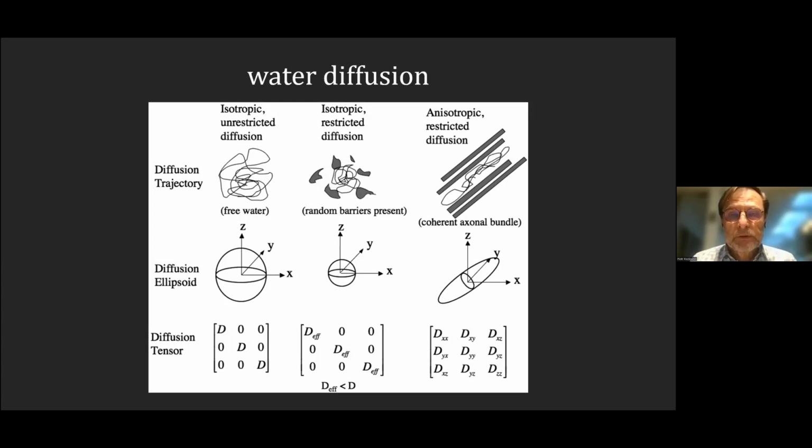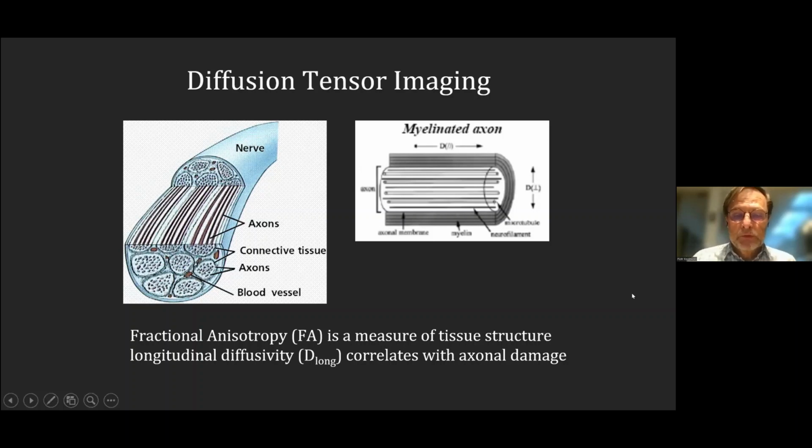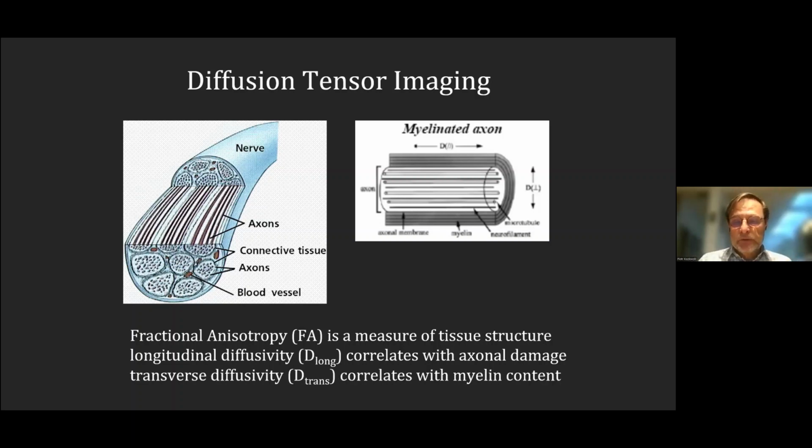And finally, the water diffusion. Again, I don't have to spend too much time. We all know that white matter in spinal cord is a very structured type of tissue, and therefore there will be different types of diffusion that we can detect using diffusion tensor imaging techniques. So typically, the parameters measured with the DTI are fractional anisotropy, which gives us some information about the structure, the longitudinal diffusivity, which typically correlates well with axonal damage, and finally the transverse diffusivity that has some correlation with myelin content.